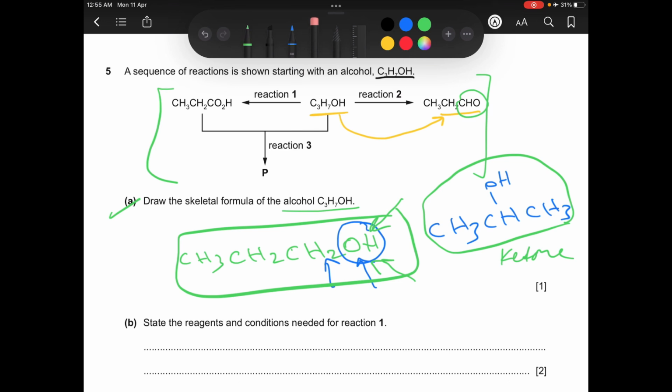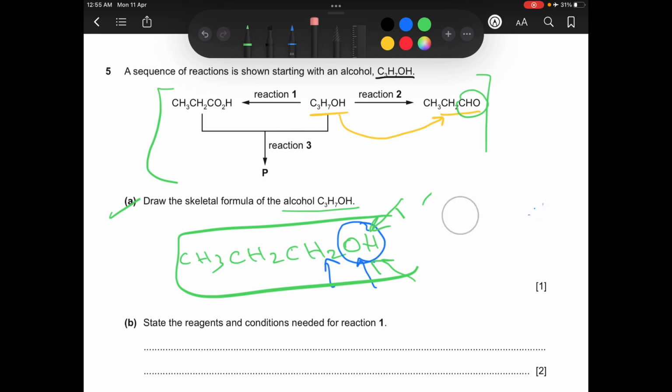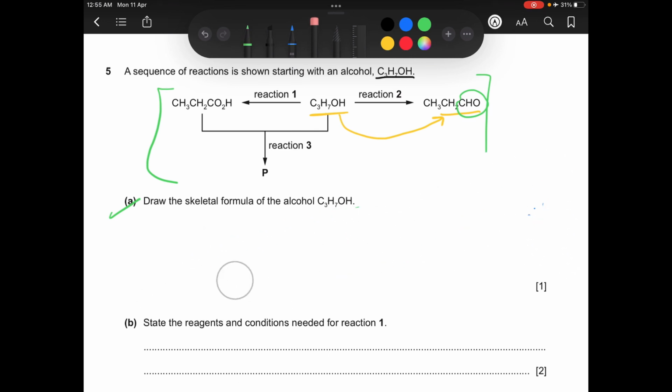But the question says that we need to draw the skeletal formula of the compound, skeletal. So you will draw that in terms of 1, 2, 3, and you will have OH in here. So this is 1, 2, 3, and this is your formula. All right.